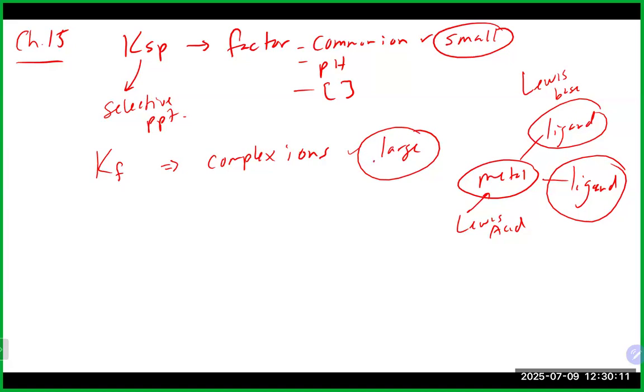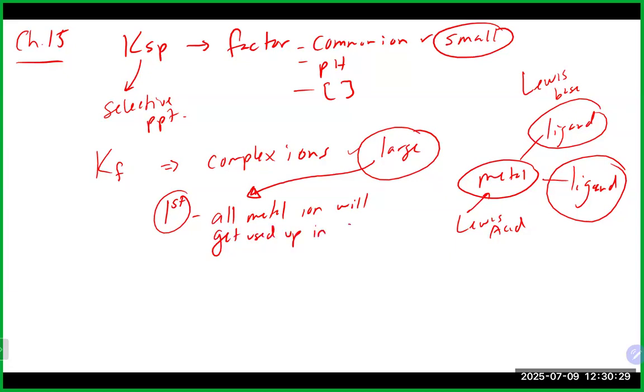Because the Kf is typically a large value, we make a couple of assumptions when we do these types of problems. The first assumption we make is that all the metal ion will get used up in the complex ion. So where that really affects us is when we do our ICE table and get our initial concentrations: we really don't use X's in this table. We do use the actual number of the metal concentration, as that should be used up.